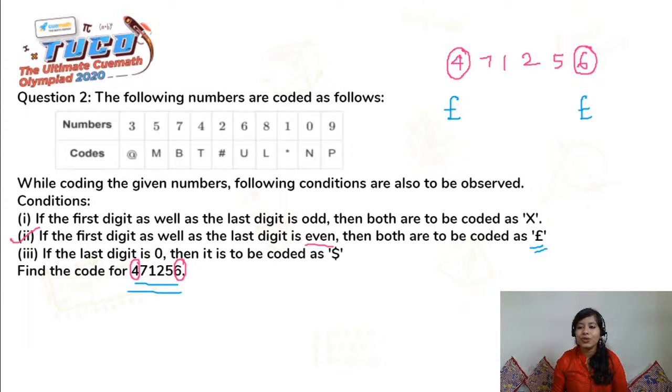Now we are going to go ahead with the rest of the codings. Let's quickly look into the third condition. If the last digit is 0, we don't need to go with this. As per these codings, we are going to refer to the table given. For 7, it is nothing but B. For 1, it is going to be a dot. Sorry, it's not a dot, it's basically a star. And then for 2, you have a hash. And for 5, you have M. So this is what the sequence is.